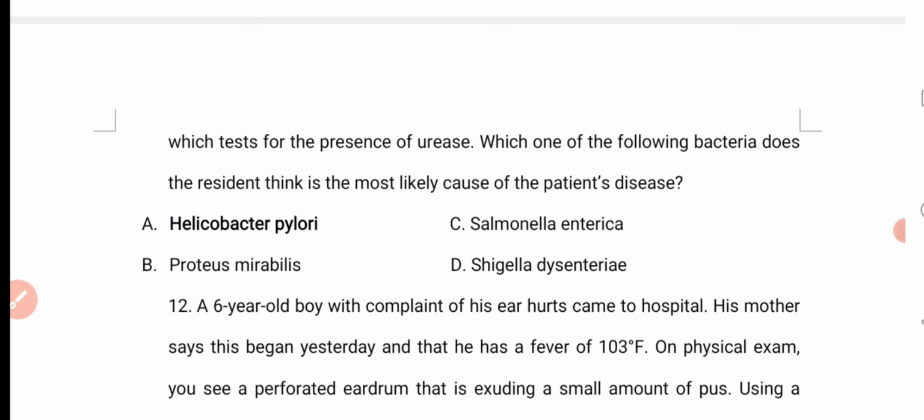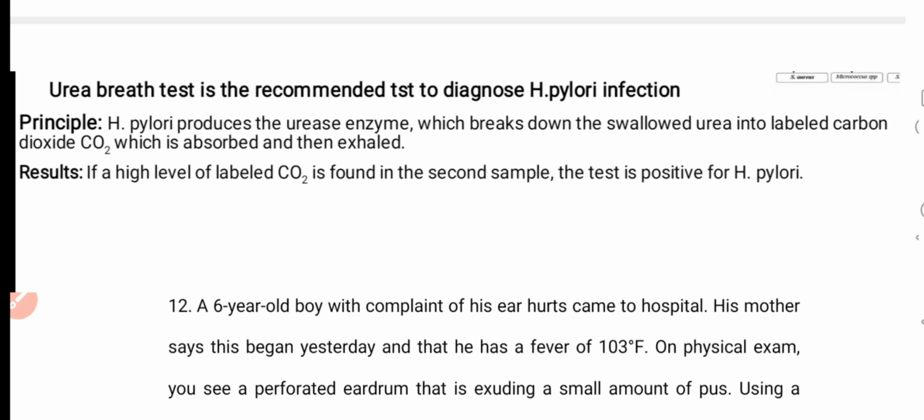So for which kind of infection is the urea breath test indicated? Okay, we should know that. So the urea breath test is indicated for the diagnosis or screening of Helicobacter pylori, because this bacteria produces the urease enzyme, which breaks down the swallowed urea. So we make the person swallow urea first, then it is broken down into labeled carbon dioxide, which is absorbed and then exhaled. That means the urea that we give to this person will have carbon dioxide that is labeled.